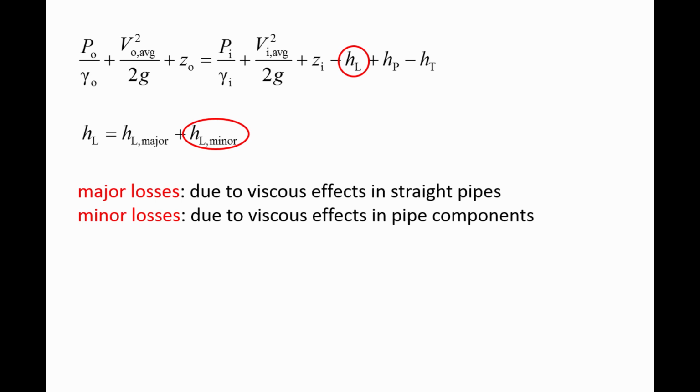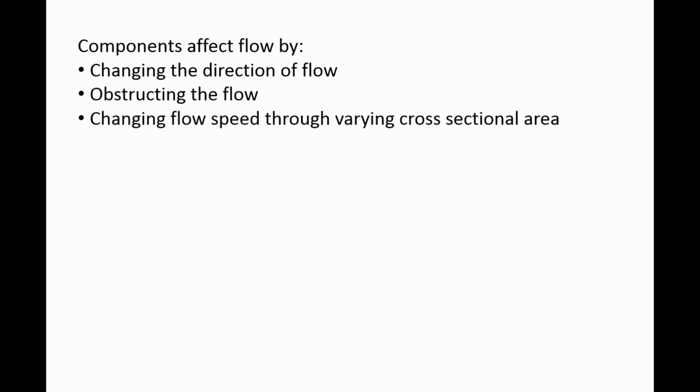pipe components. Before we begin, it should be noted that the subscript minor does not mean that the minor losses are always less than the major losses. There are many pipe systems in which HL minor is greater than HL major. In general, components affect the flow by changing the direction of flow, obstructing the flow, and changing flow speed through varying the cross-sectional area of the pipe system.